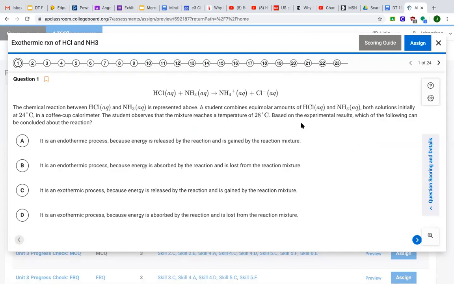Okay, so represented above, a student combines equimolar amounts of HCl and NH3, both solutions initially at 24 degrees C, in a coffee cup calorimeter. As soon as mixing occurs, the mixture reaches a temperature of 28 degrees C. Based on the experimental results, which of the following can be concluded? Okay, so give yourself a couple minutes to just think about this. Okay, let's go like 90 seconds. Hey Siri, set timer for 90 seconds.